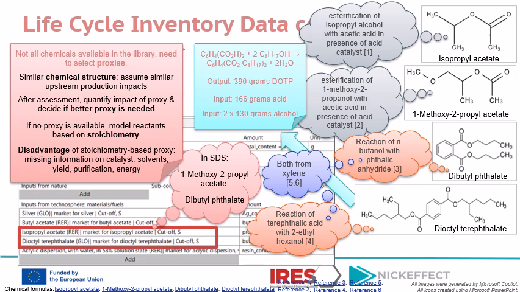There are obviously disadvantages if you go for the stoichiometry-based approach, because at least when we chose a chemical proxy, then things like the catalyst needed or the solvents needed, the purification and the energy needed for the reaction were taken into account. It was not the same reaction, of course, but at least they were included to a certain extent. And if you go for the stoichiometry-based reaction, then you simply don't include those inputs. So you are underestimating the impact of your chemicals.